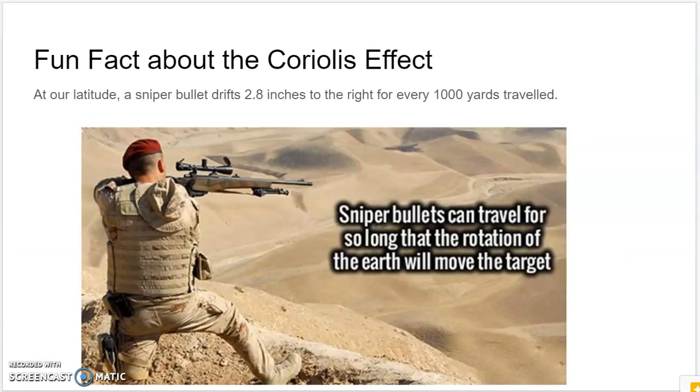Fun fact about the Coriolis effect: at our latitude, a sniper bullet drifts 2.8 inches to the right for every 1,000 yards it's traveled. Sniper rifles nowadays can travel like 3,500 yards. So you imagine, that's enough to miss a person. Snipers have to be trained enough to account for that in their calculations. So it's amazing that you can see the difference.